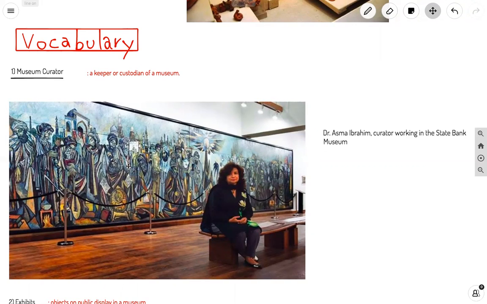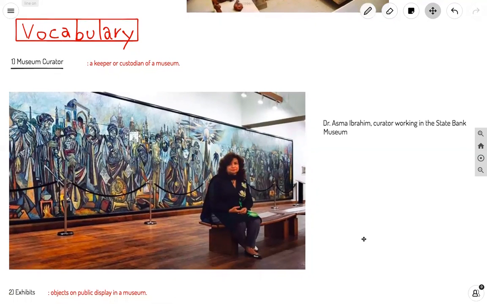And so she has custody over those objects. She protects them and she is responsible for them. And that's why a museum curator is a keeper or custodian of a museum. So this is a very good example.